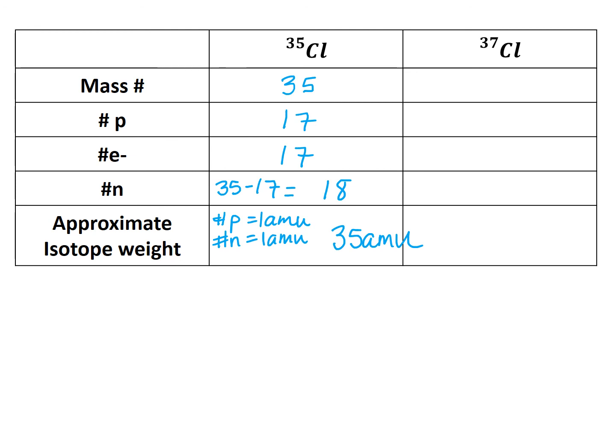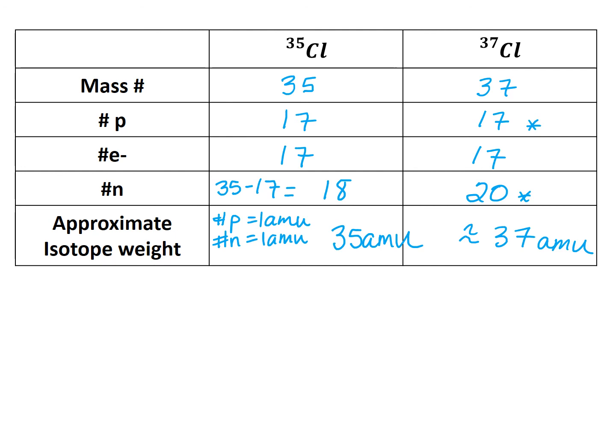Okay, so we're going to do the same thing for chlorine 37. Mass number is 37. Proton number is still the same, so it's 17, right? Because if the number of protons changes, the identity of the element changes. Electrons 17, this is not an ion. And then this time we're going to go 37 minus 17, and so the number of neutrons is 20. Okay, so that gives us an approximate isotope weight of 37. Remember, we've taken the number of neutrons and the number of protons and added those together, so we get 37 AMU.